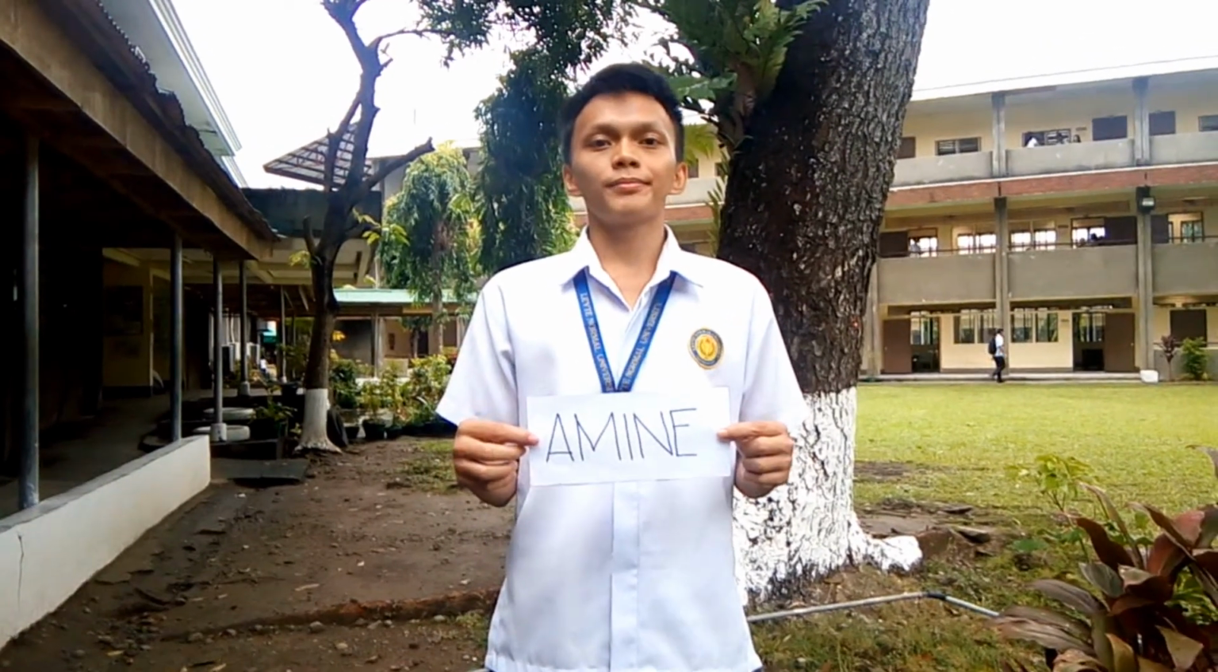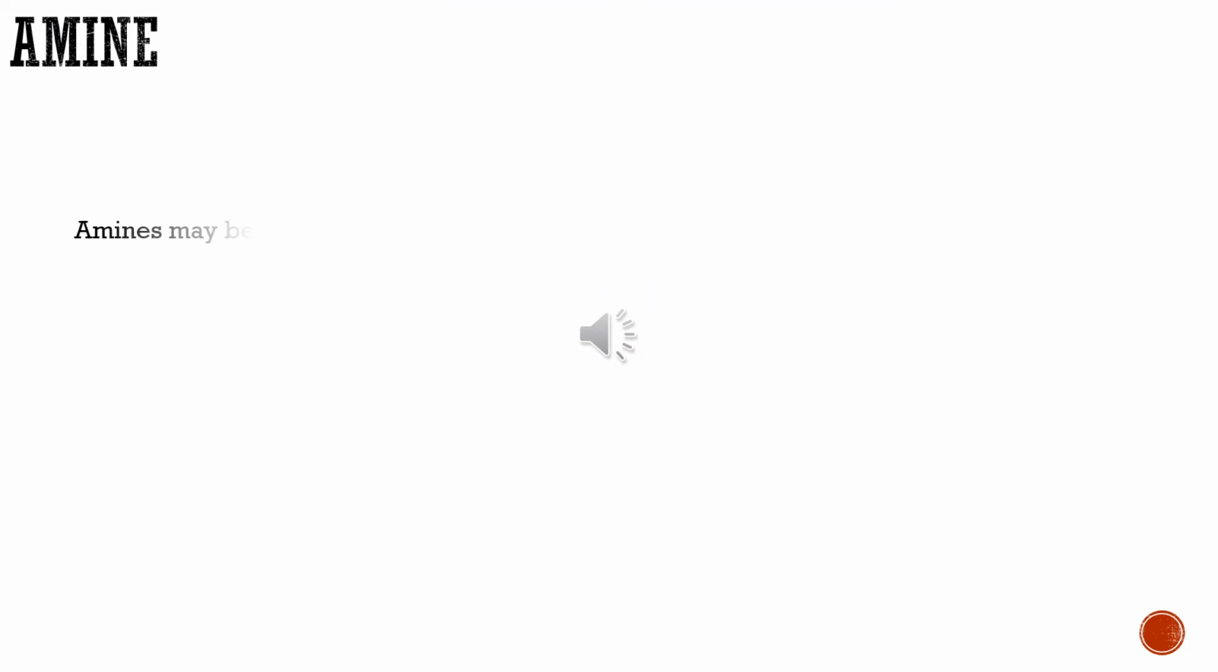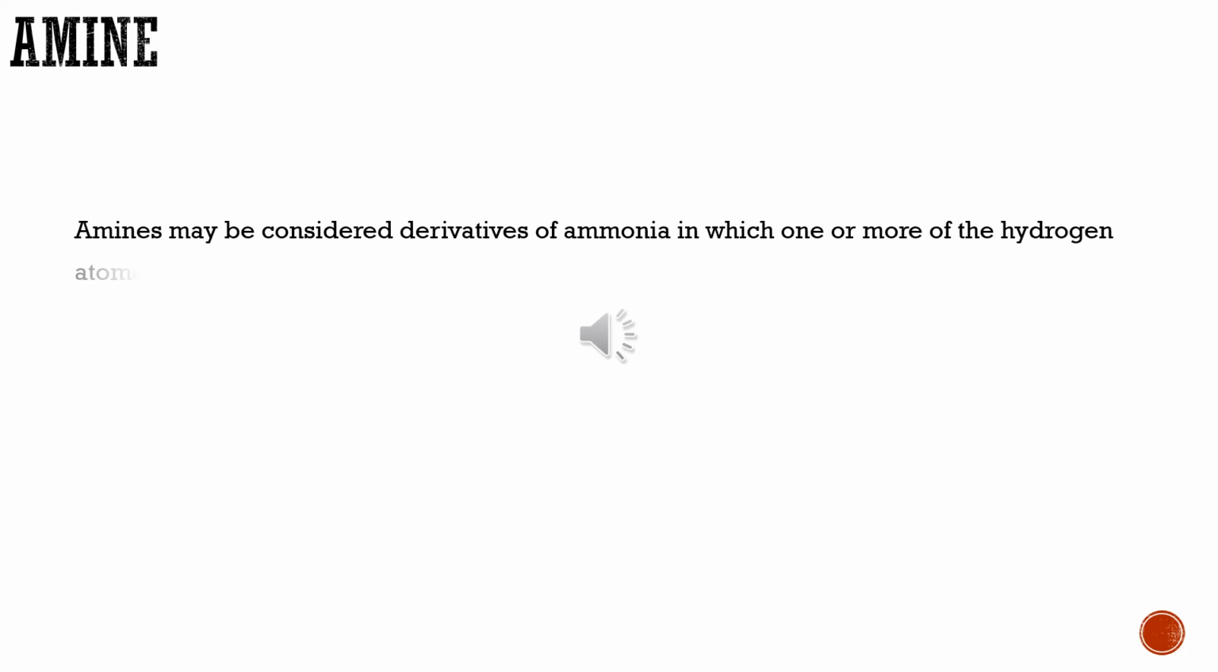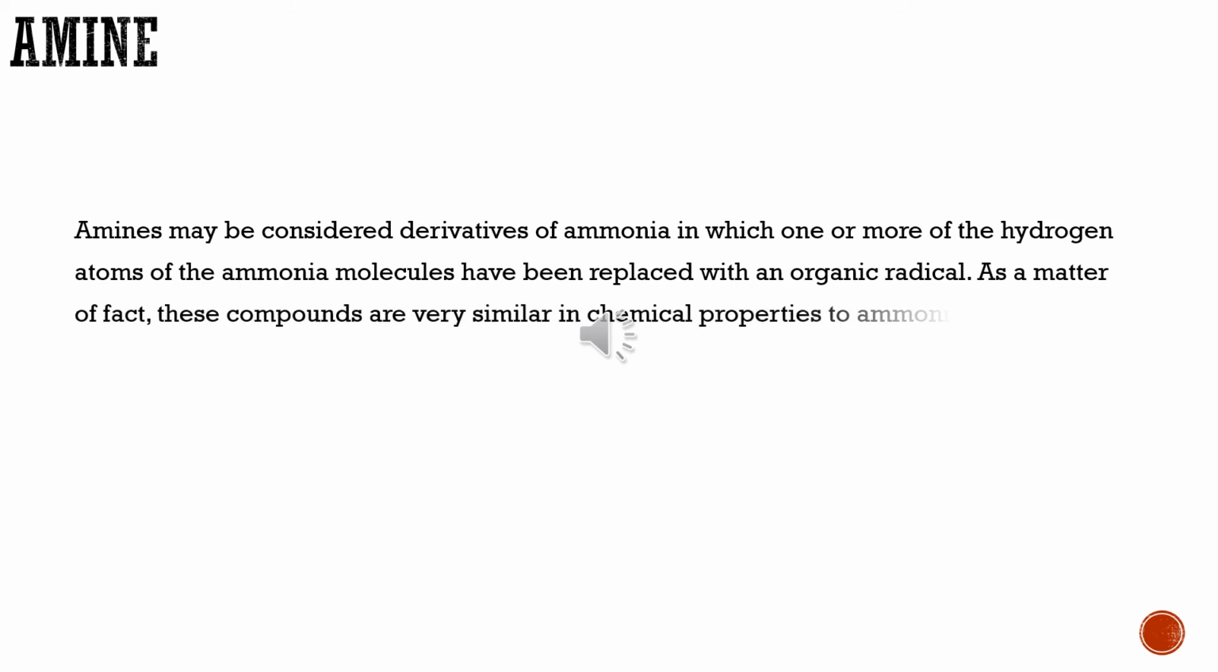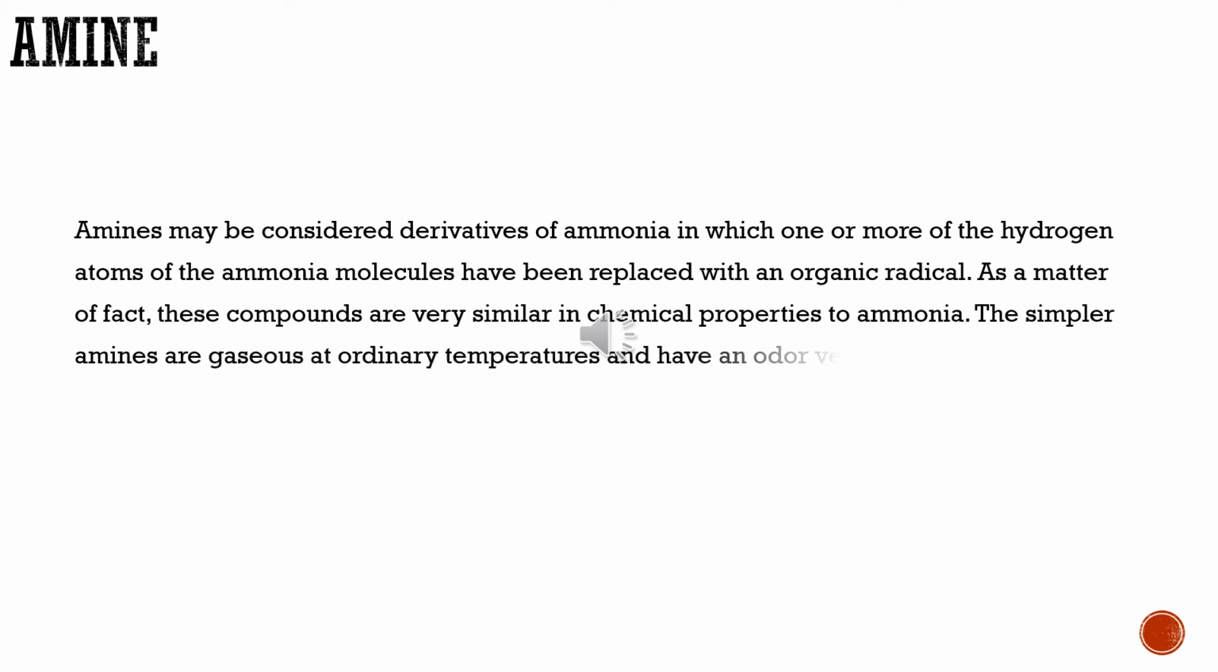Amine. Amines may be considered derivatives of ammonia in which one or more of the hydrogen atoms of the ammonia molecule have been replaced with an organic radical. As a matter of fact, these compounds are very similar in chemical properties to ammonia. The simpler amines are gaseous at ordinary temperatures and have an odor very much like ammonia. The general formula of amine is N single bonded to 3 Rs.